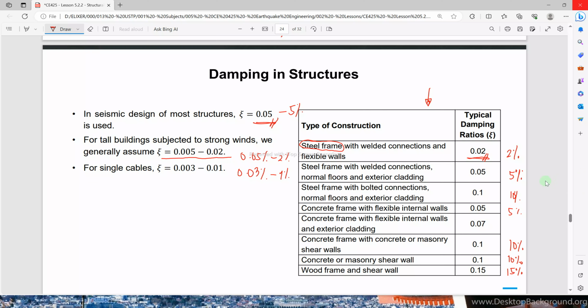In our relation, if xi, the damping ratio, increases, the time to return the structure to its neutral position is much shorter. The structure returns to its original position more quickly, and its oscillation decreases more rapidly through time.